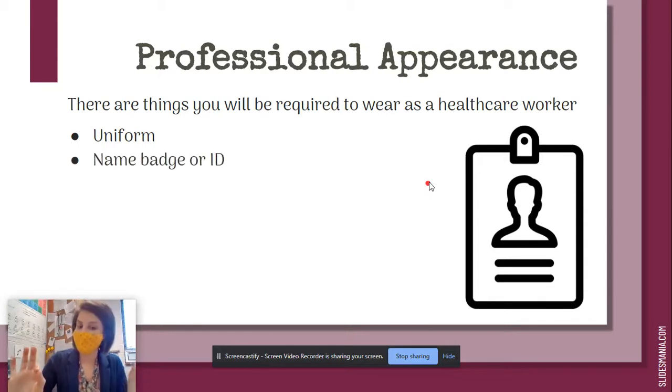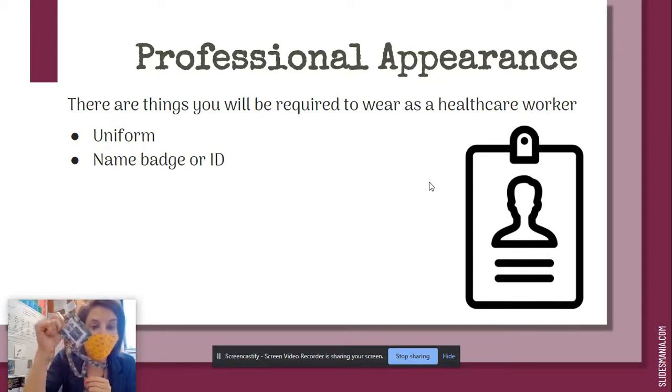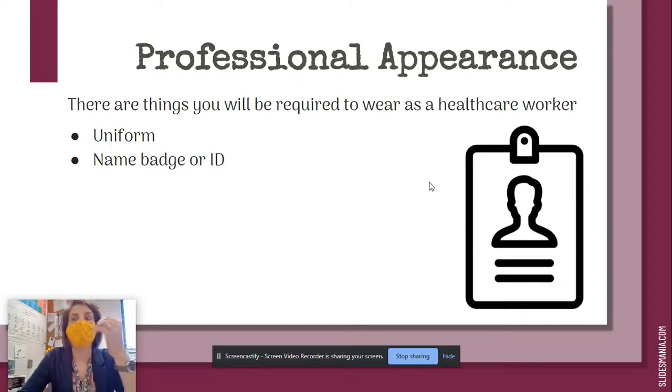Okay. Name badges and IDs. If you are tired of these, I'm sorry, they're not going away. You're going to have these for the rest of your life. So get used to them. As a nurse, you have to wear it up here, with the little clippy thing somewhere up here so that they can see you, and they know who you are. They know that you're supposed to be there.